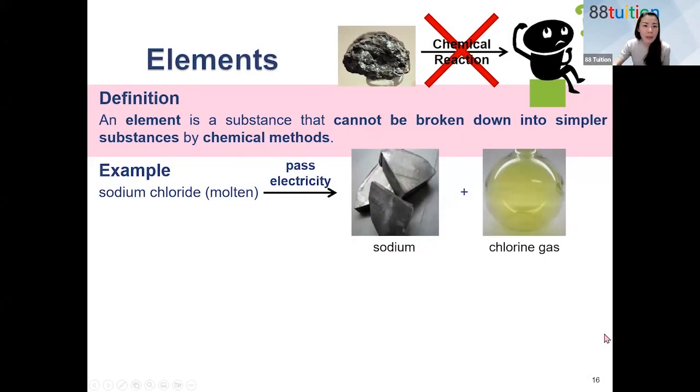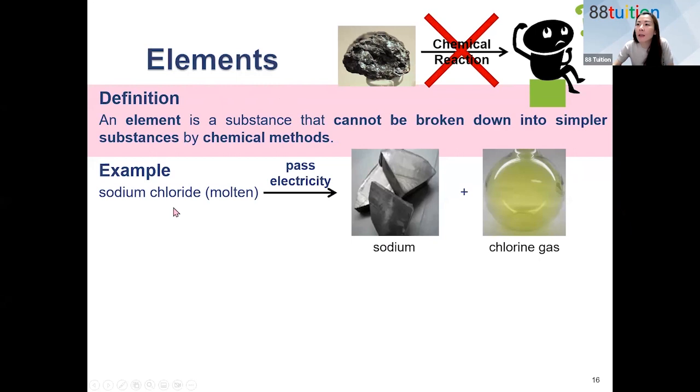Okay, so for elements, I'll just quickly go through the topic review. Elements are defined as something that cannot be broken down into simpler substances. This is the definition for element.